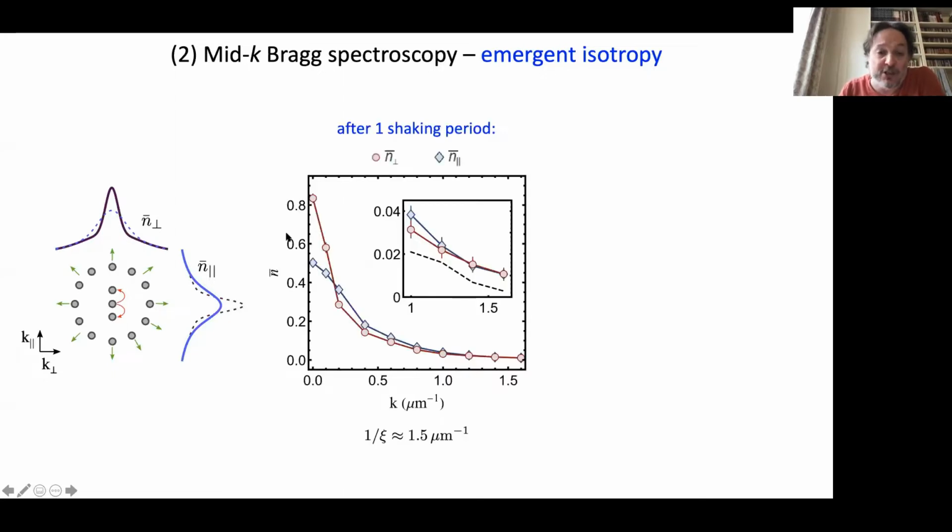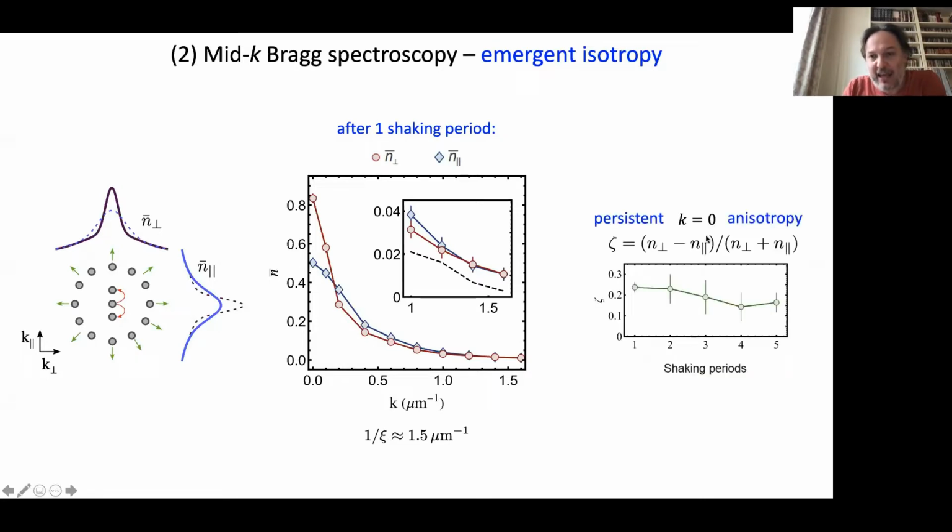And so indeed, this is what you see already after one shaking period. The low k anisotropy is not a surprise anymore, given what I've shown you from the PCA. But at sufficiently high k, above 1 inverse micron or so, when excitations first reach there, they're already isotropic. They're already reaching, simultaneously in x and y, or in parallel and perpendicular.